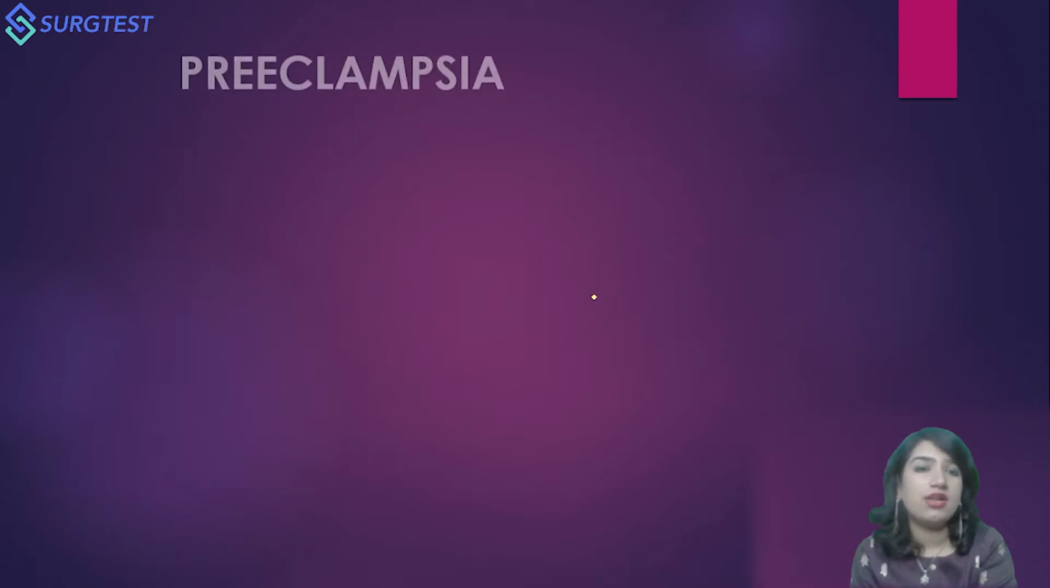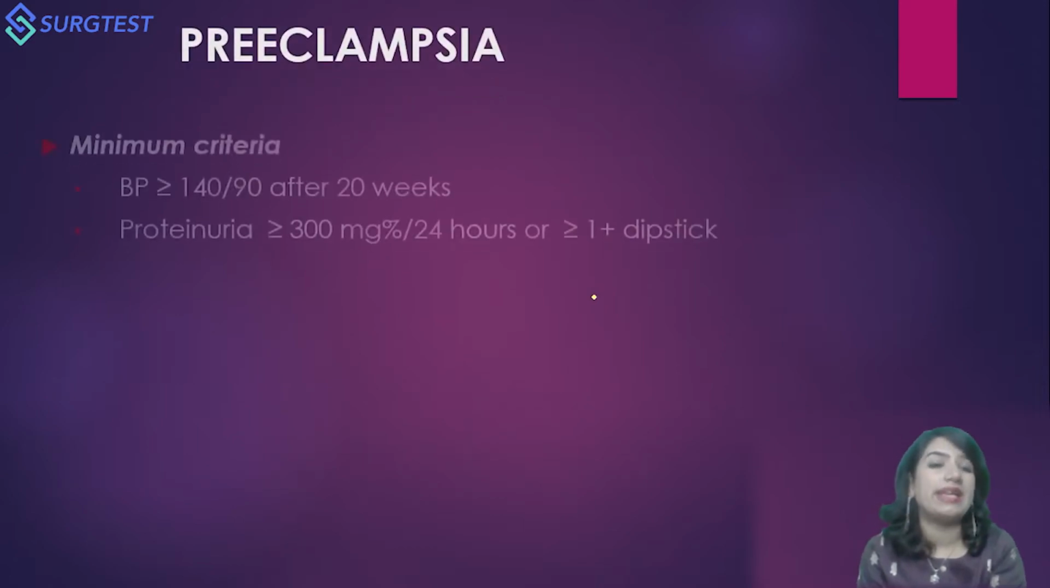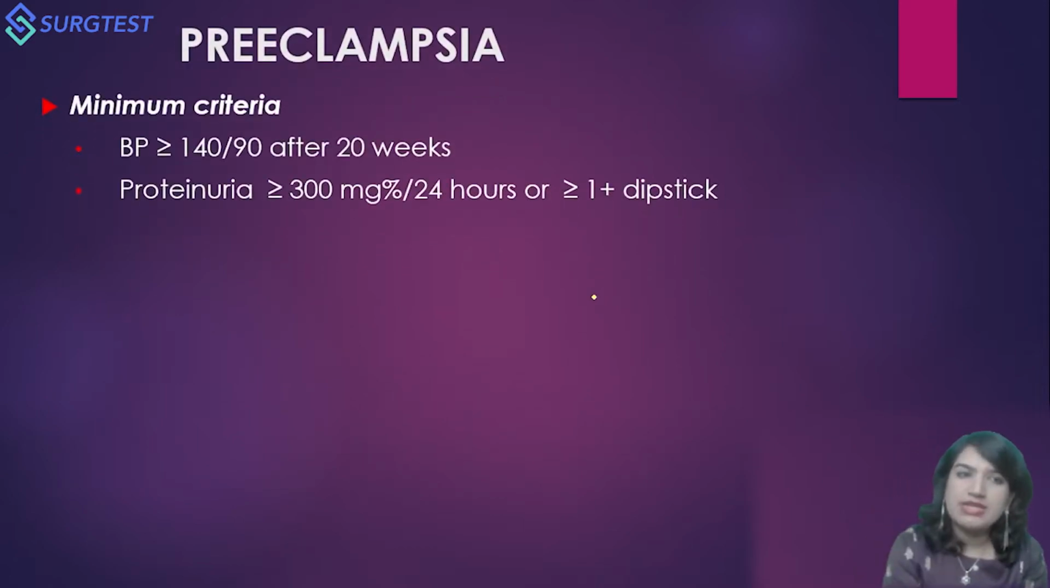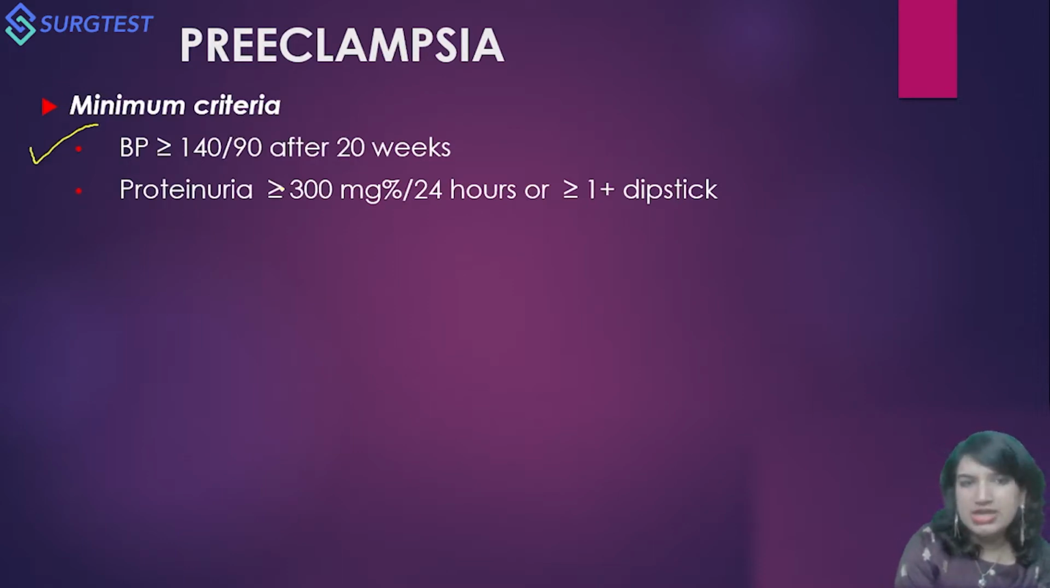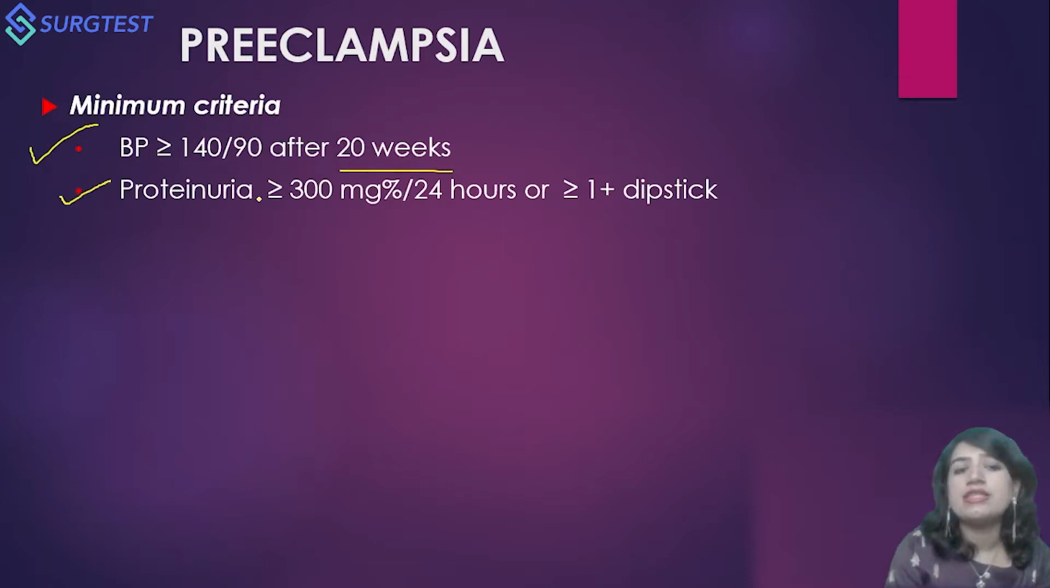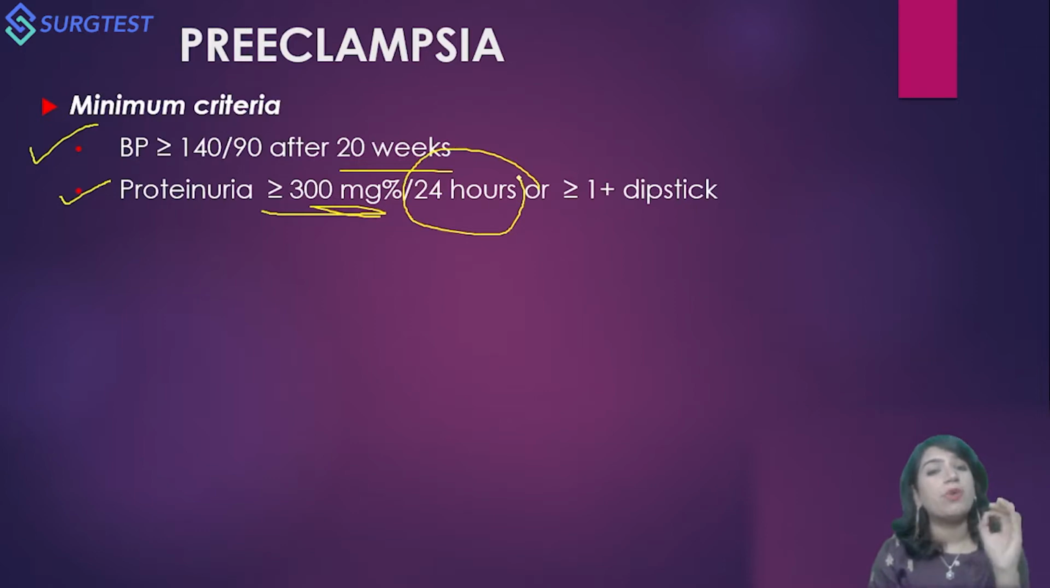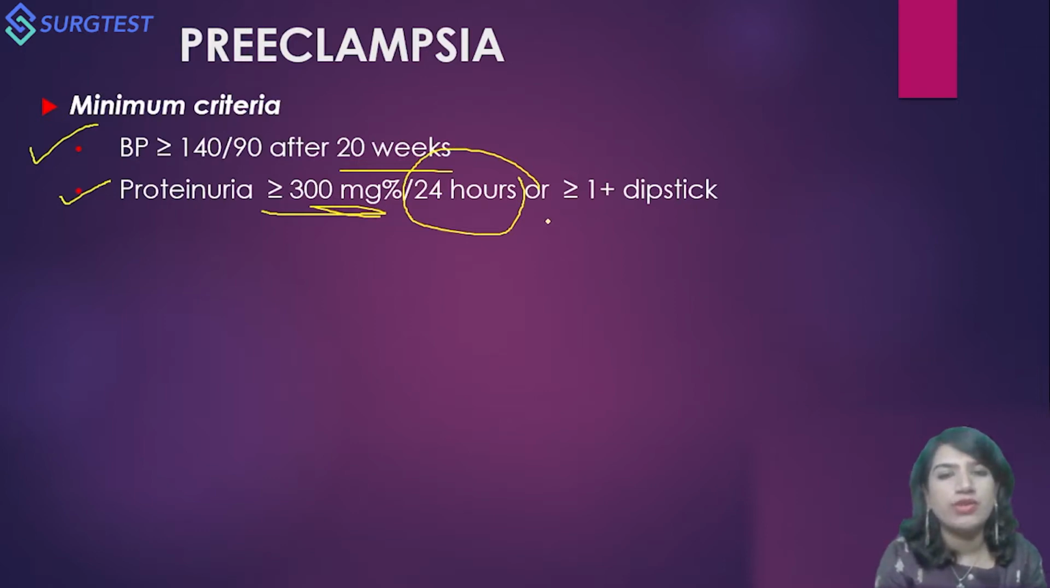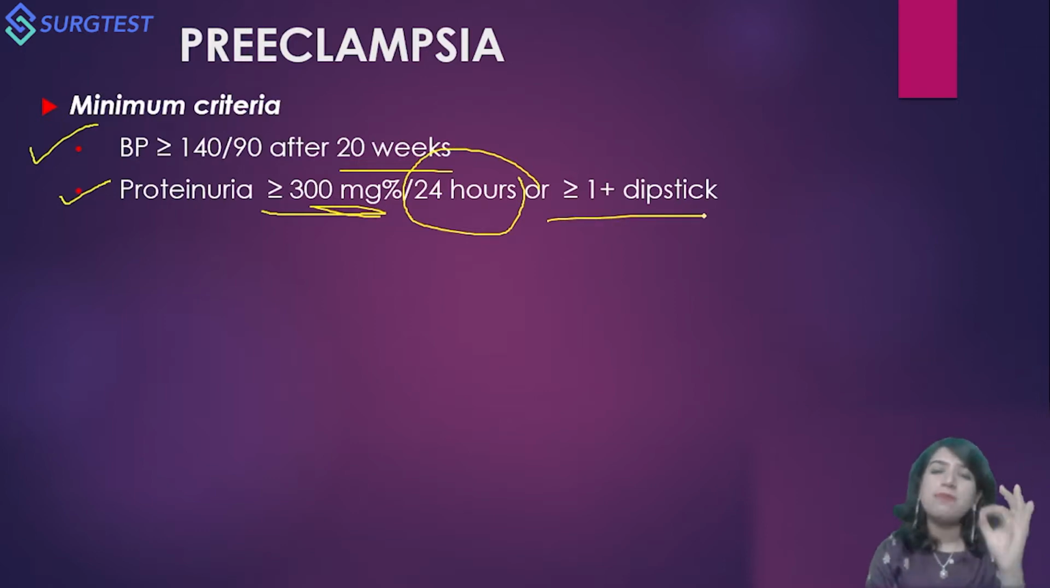Now, let's have a word about preeclampsia. So, what is the minimum criteria? A BP recording of equal to or more than 140 and/or 90 after 20 weeks of gestation. And yes, there may be proteinuria, and if there is, it is equal to or more than 300 milligram per dl over a 24-hour period. Or if you do a bedside dipstick, it is equal to or more than 1 plus. Okay. So this is the minimum criteria for diagnosing preeclampsia.